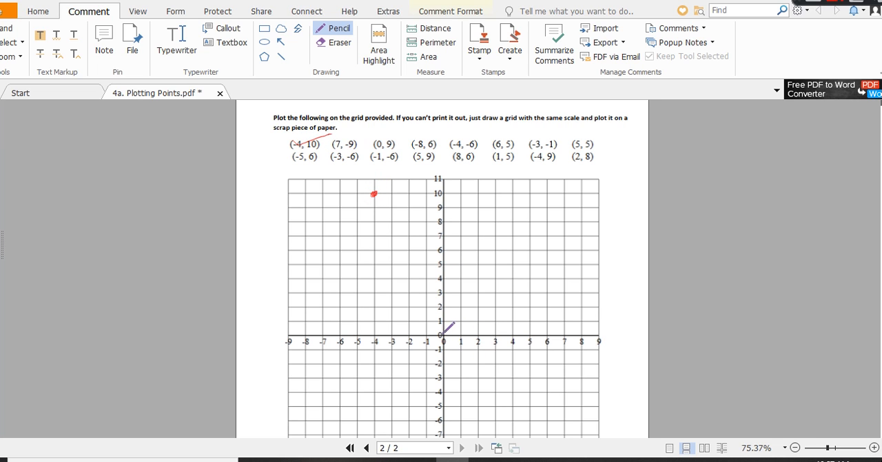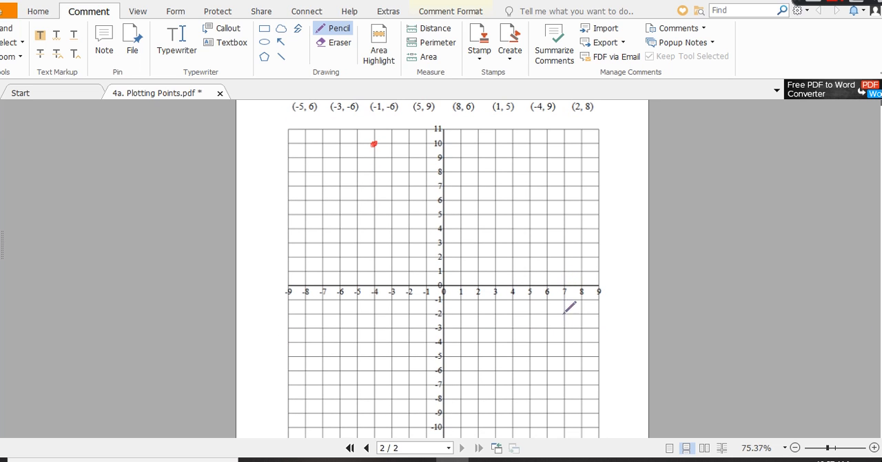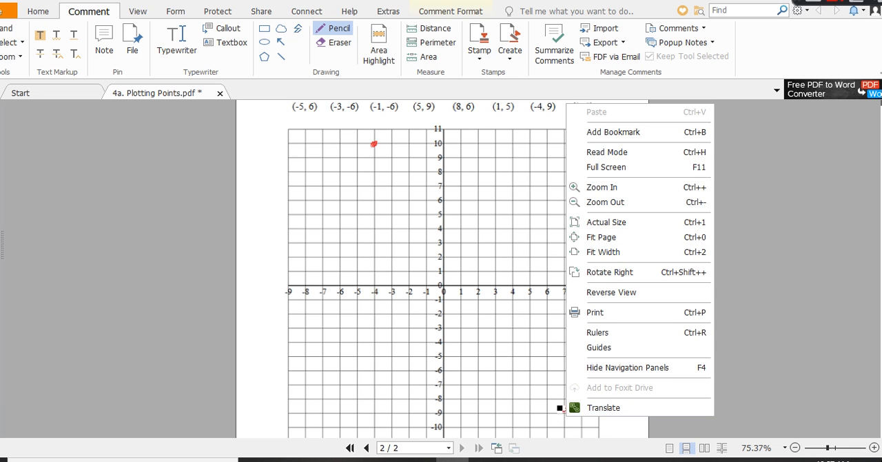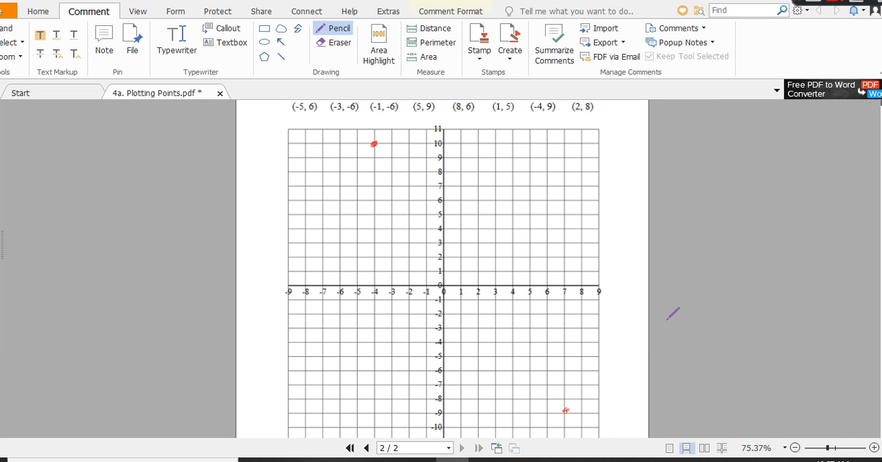Okay. 7, negative 9. So remember, starting at 0, x is first, 7, and then y is negative 9, so I go down. I'm going to have to move this down a little bit. 7, negative 9, right there. Okay, and that's it. So when you're done, submit this on Google Classroom.